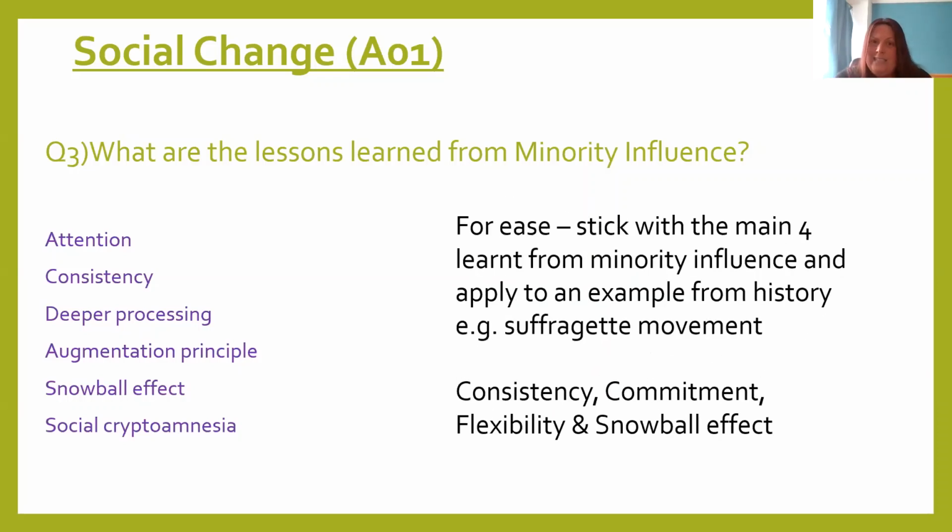However, for ease, in the exam, stick with what we know, stick with those 4 key things, and just link it into an example that we have learned through history, such as the suffragette movement. If you're going to get asked a 6 marker on explaining social change, the chances are you'll be able to bring in not only minority influence, but you should be bringing in something from conformity or obedience. If you limit yourself to just minority influence, it's unlikely you're going to score the full 6 marks.